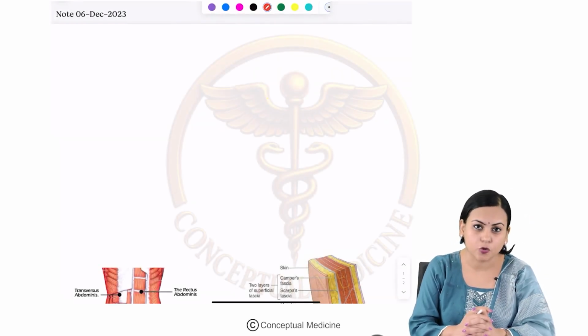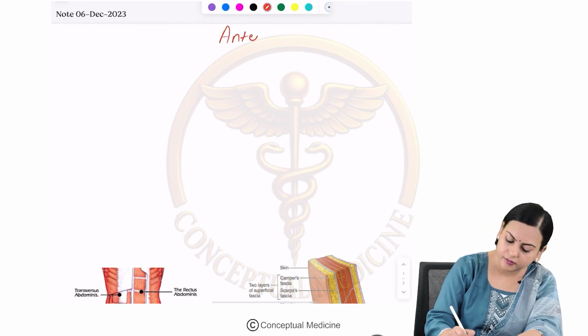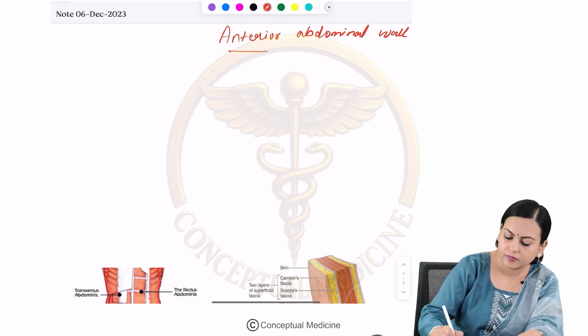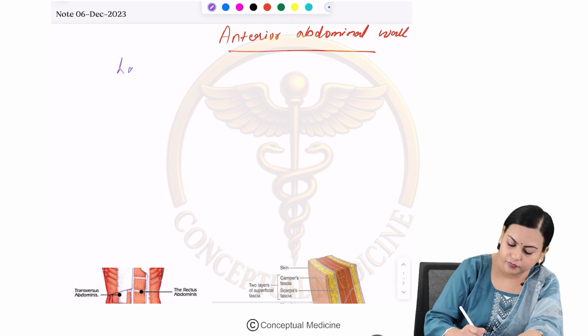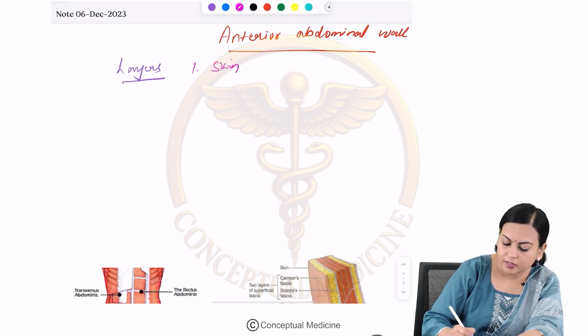Now we are going to discuss the topic on anterior abdominal wall. First, what are the layers of anterior abdominal wall? The layers include number 1, it's the skin, what we see first. Then comes the subcutaneous layer.